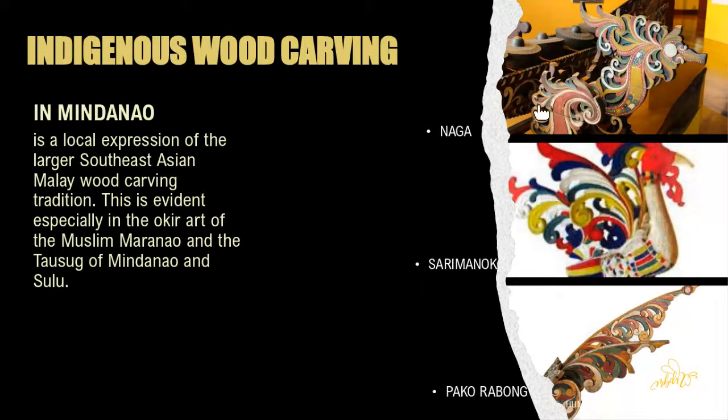So you have the Naga here, the Sarimanok. The Naga would be the serpent-like design. And then you have the Sarimanok. We will look into that also. And then the Pakorabong. Okay, so those are the major works.